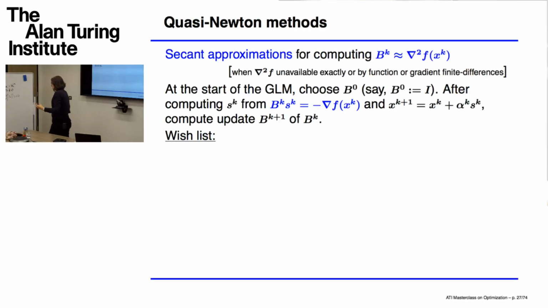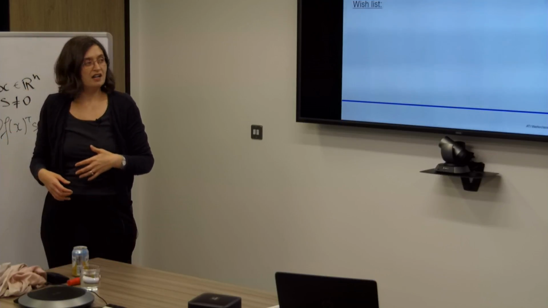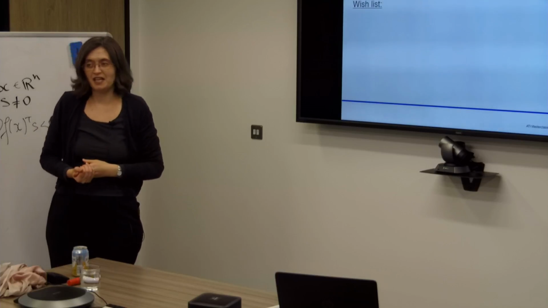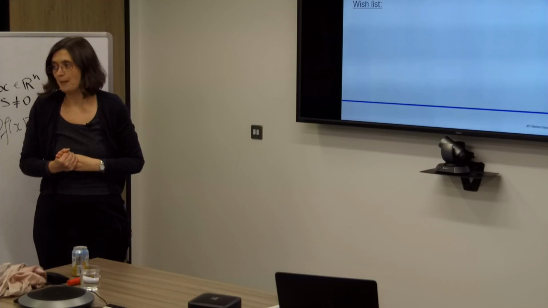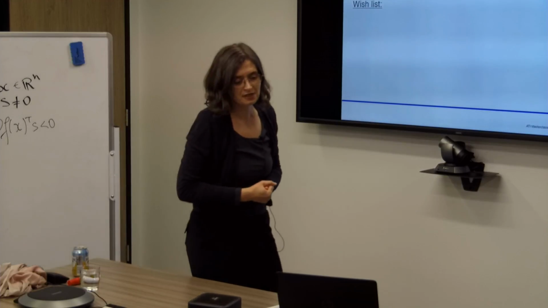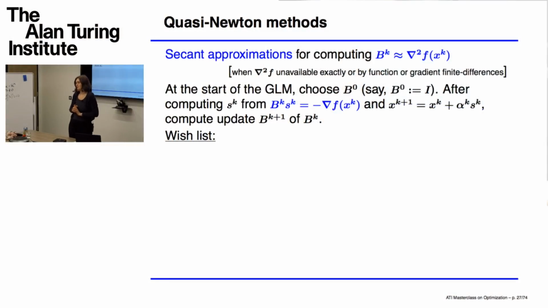There is another way to choose B_k, either because you don't have the Hessian, or because you don't want to do this kind of heuristical fixes. And this is what's called quasi-Newton methods. These are some very, very clever methods, and they do represent the state of the art for unconstrained optimization, at least some of them that I will mention in a moment.